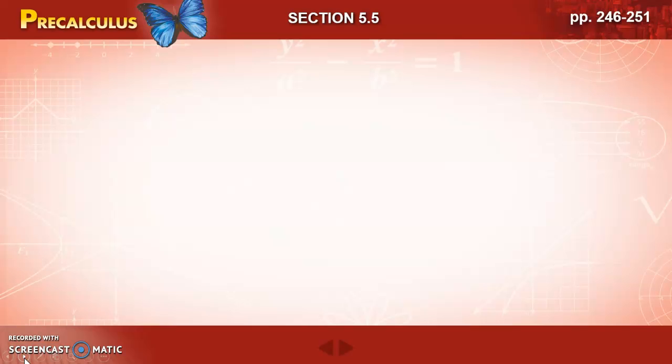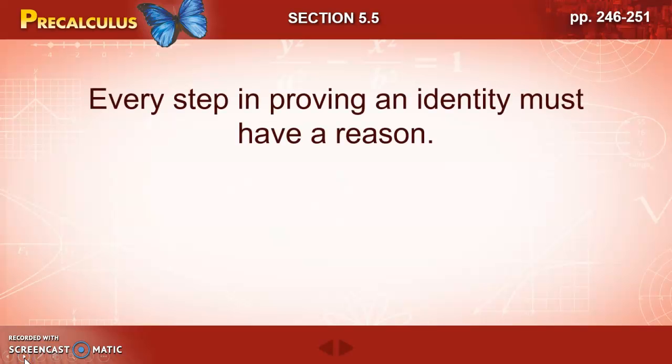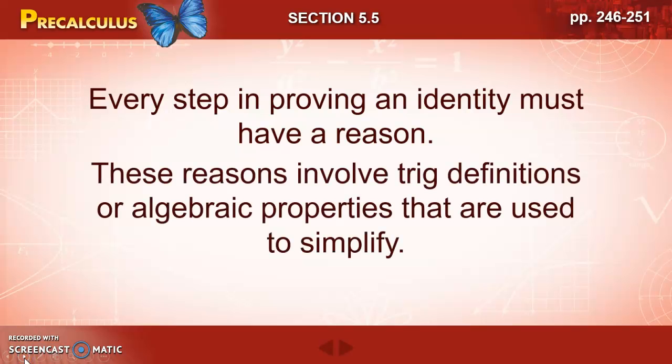And then we talked about the things that we need to keep in mind before we start proving identities. I'm not going to go through all of those again. You can look at the end of part 1 to see those. But remember that every step in proving an identity must have a reason. You have to have a definition or an algebraic reason. These reasons involve either trig definitions or algebraic properties that are used to simplify. So when we are proving these trig identities, we're going to be using primarily definitions, algebraic properties, and identities that already exist, things that are already proven to be true.